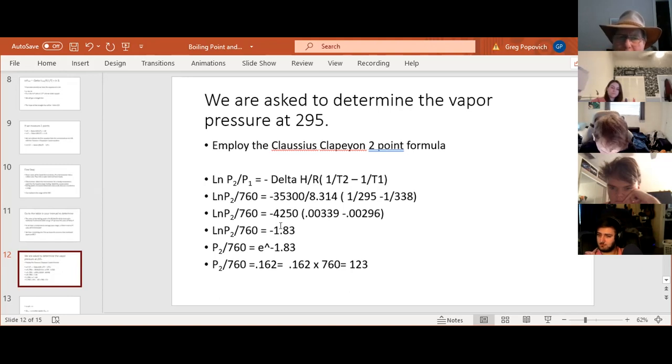Now, after I get negative 1.83, to get rid of logs, what you have to do is raise the base to that power. In other words, to get rid of the ln of P2 over 760, I have to raise e to the ln of P2 over 760. e raised to the ln equals 1. If I do that to the left side, I have to do it to the right. So I then convert line 4 into P2 over 760 is equal to e raised to the negative 1.83. e to the negative 1.83 is 0.162. I multiply 760 by that. My second pressure is 123.